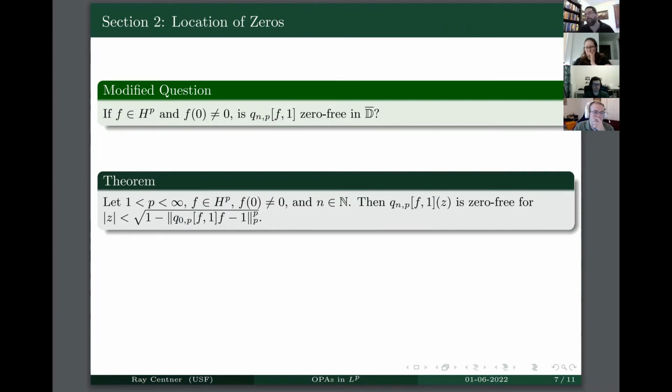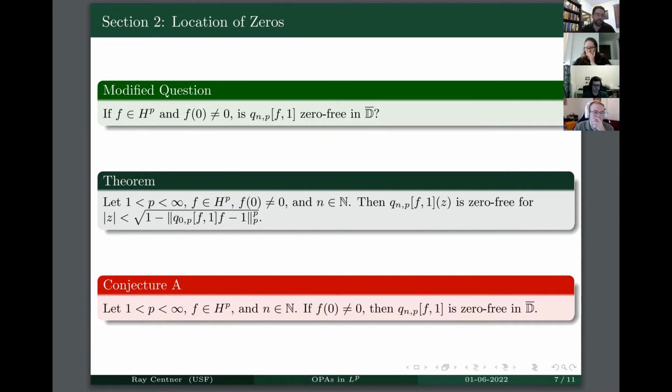So going forward, my goal is to improve this estimate. I've done some computations to make it so that I'm at least comfortable to state the following conjecture. For any p, any f in HP, and any integer n, as long as the function doesn't vanish at the origin, you can conclude that the OPAs Q_n^P F1 are zero free in the closed disk.